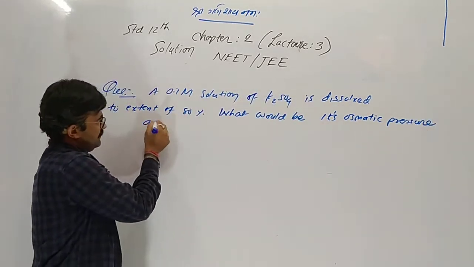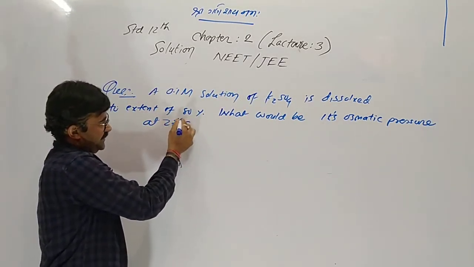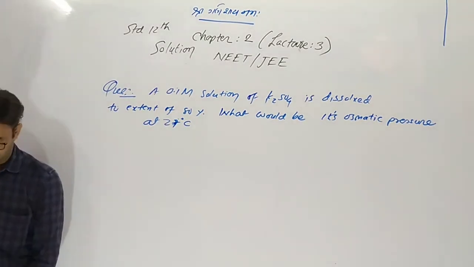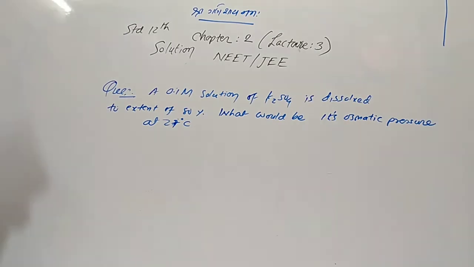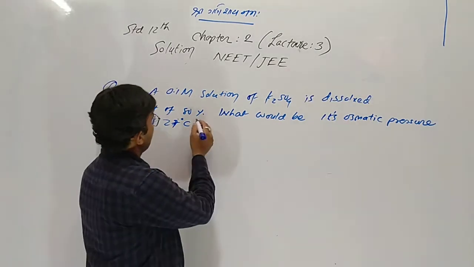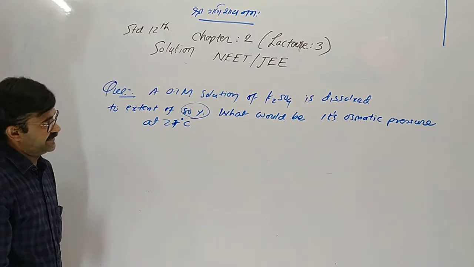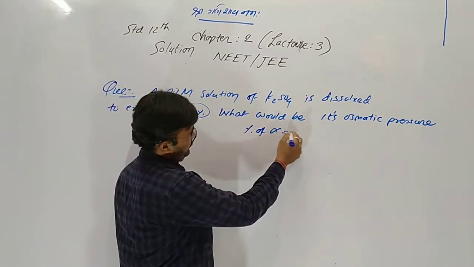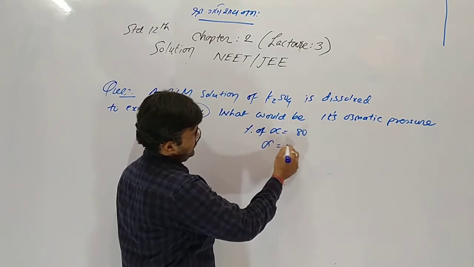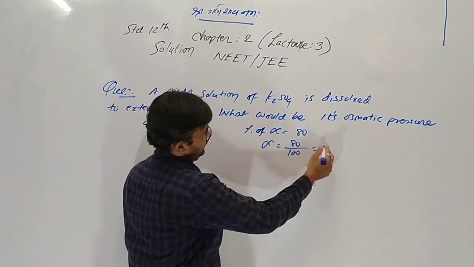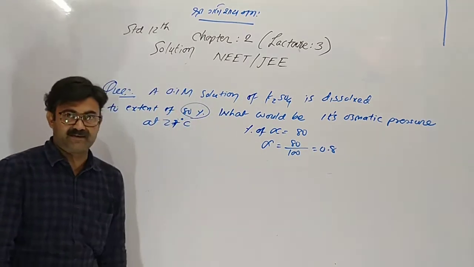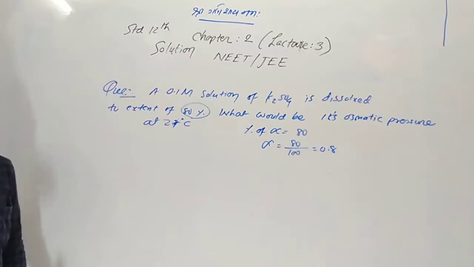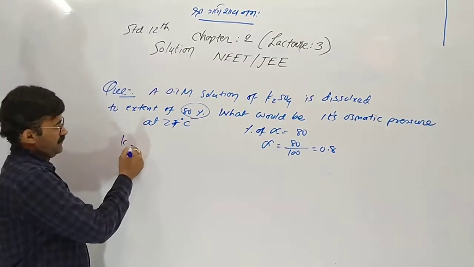At 27 degrees Celsius. We have to use the formula here. Listen, how much percent is dissociated? 80%. So percentage of alpha is 80, so alpha will be 80 by 100. So it is 0.8. Alpha is 0.8.